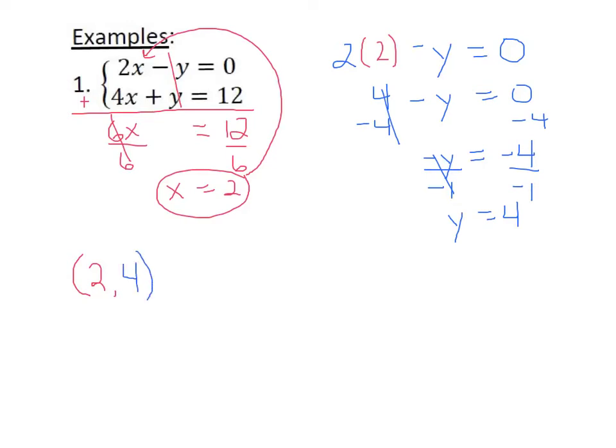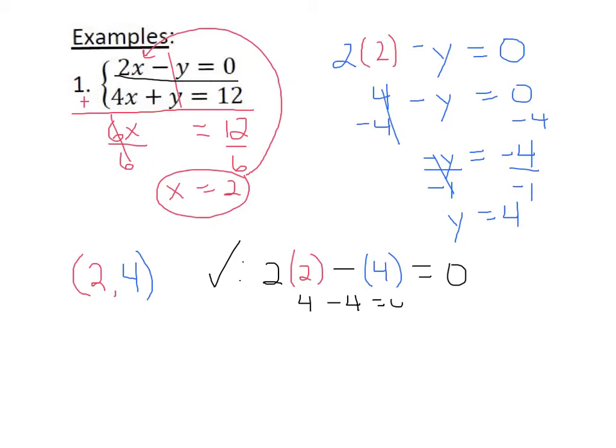Now it's always a good thing to check your point to make sure that it works in both equations. It has to work in both equations for it to be a solution. So I'm going to do my check right here. I'm going to take the (2, 4) and plug it into the first equation. So I'm going to have 2 times my x value of 2 minus my y value, which is 4, and hopefully that's going to equal 0. So let's try it. 2 times 2 is 4, and 4 minus 4 does in fact equal 0, so that checks. Now let's check the bottom one.